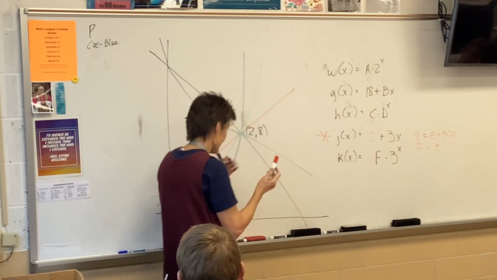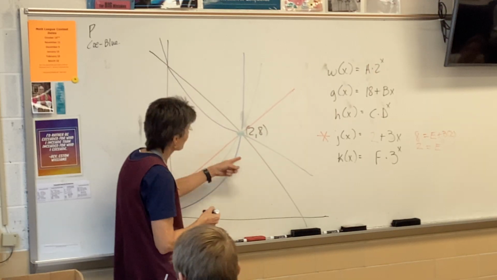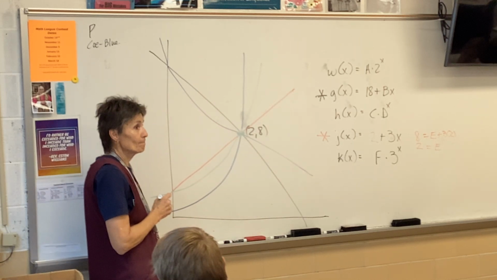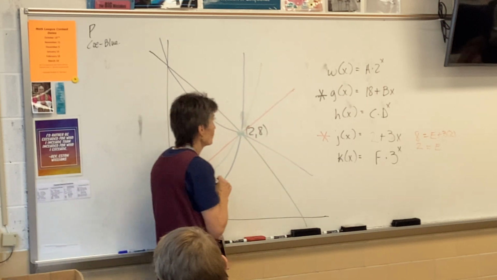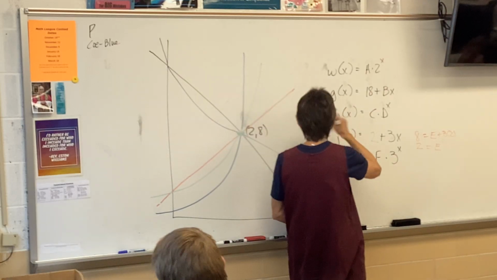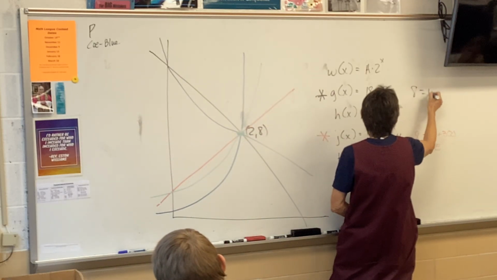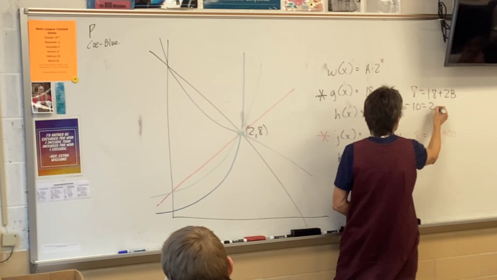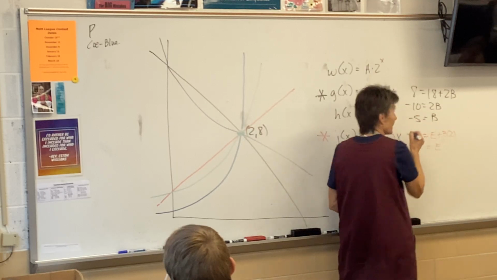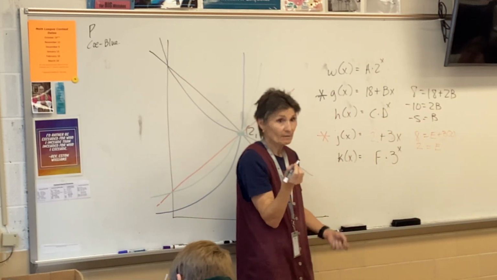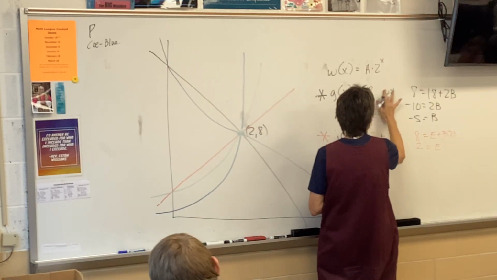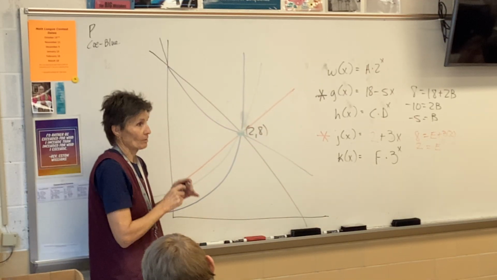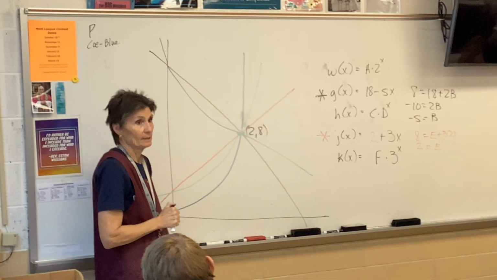Okay, that means that the black line must be G, right? And again, we know that it contains the point (2, 8). So 8 equals 18 plus 2B. So it looks like B is -5. Negative, as we knew it would be, and it turns out to be -5. I think that's a great way to start with the two that you know are linear.